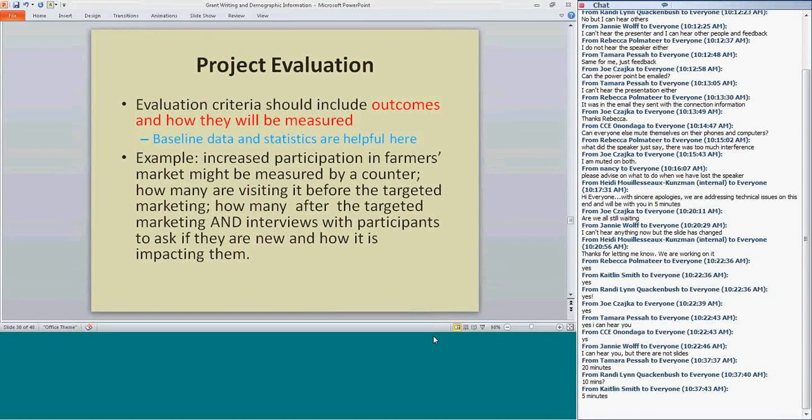Okay, product evaluation should include your outcomes and how they're going to be measured, and this is another space where we will be using that demographic information. Again, that provides us some baseline data, and I think statistics are particularly helpful here, speaking to trends and helping us know percentages and that kind of thing. So increased participation in the farmers market, we said, might be measured by a counter, and we're following up with additional counting afterwards, and then thinking about interviews that can help speak to the changes. If we have some baseline data that provides us with information about what that access is, we can then talk about after how that has changed.